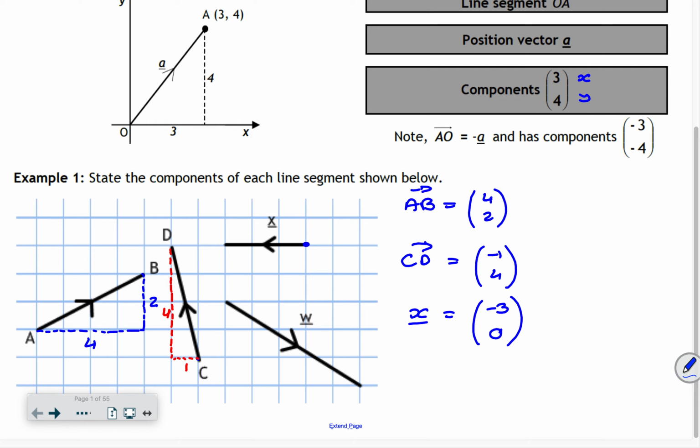And then vector W. To get vector W, start from the tail of the vector. We always go tail to nose. So the tail of the vector, follow the line. So we're going 2, 3, 4, 5 along. And then we're going 3 down. So I can say that vector W is going to be the vector 5. Because I'm going down the way, it'd be 5, negative 3.